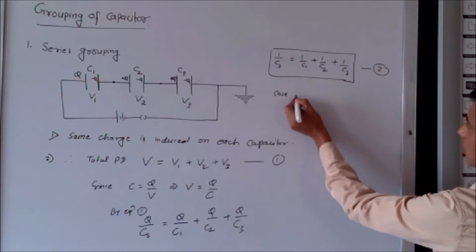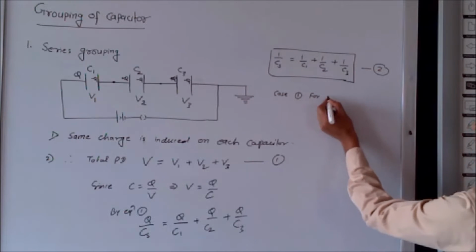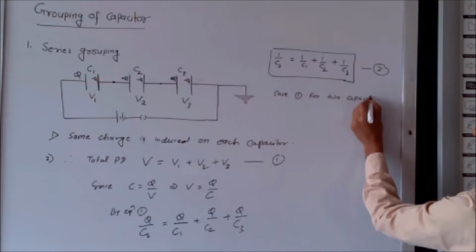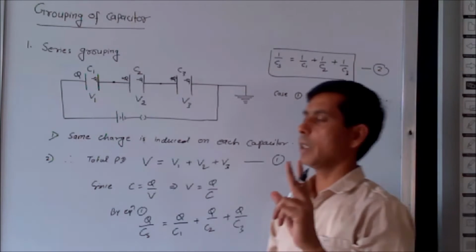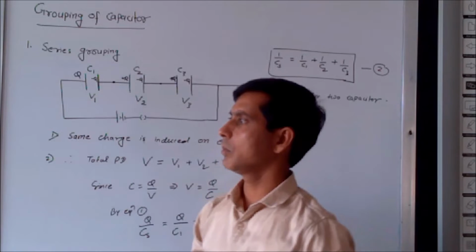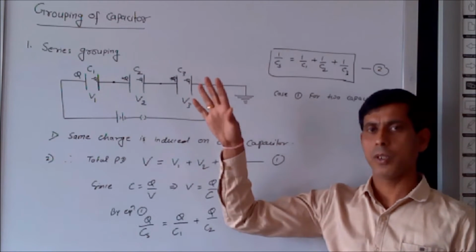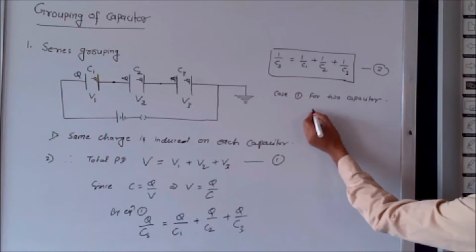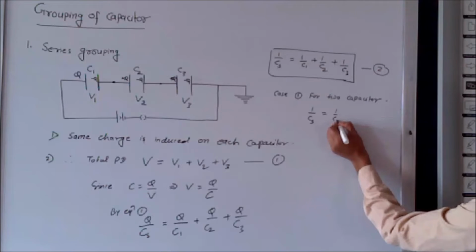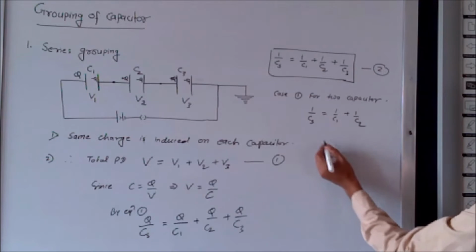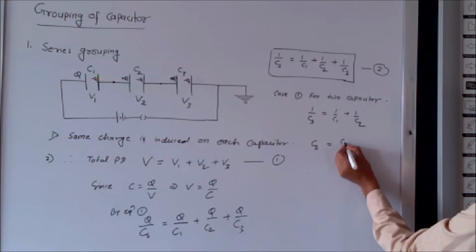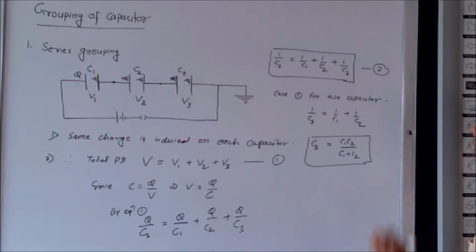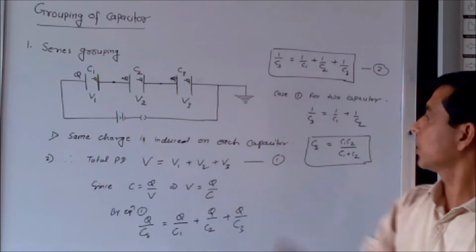Case 1: for 2 capacitors. Suppose we have only 2 capacitors connected in series. In most numericals, only 2 capacitors are used. Then the direct formula can be used: 1 by Cs equal to 1 by C1 plus 1 by C2. From this we obtain Cs equal to C1 C2 upon C1 plus C2. It is the formula for 2 capacitors connected in series combination.